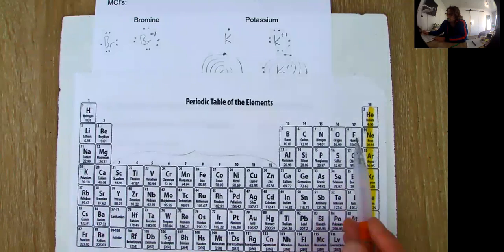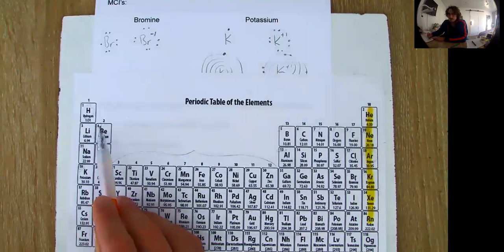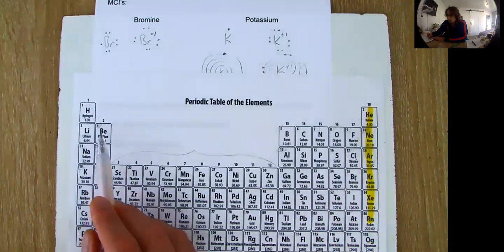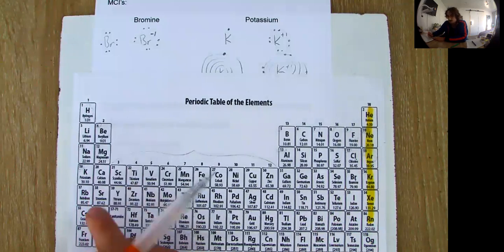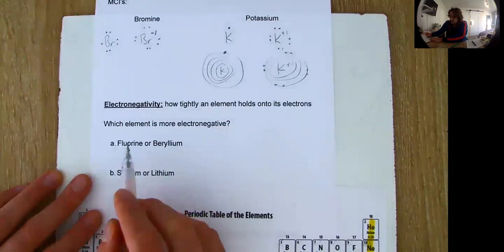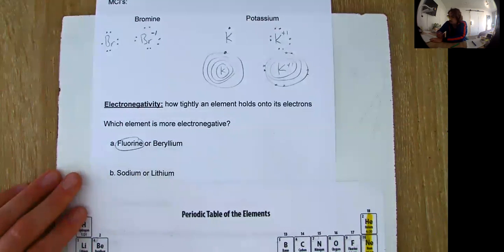Well, fluorine has 9 protons in the nucleus, while beryllium has 4 protons in the nucleus. So the fluorine's 9 protons is going to have a greater electromagnetic pull on the electrons in the electron cloud compared to beryllium's 4 protons, which will have a weaker electromagnetic force of attraction on the electrons in the electron cloud. So which element is more electronegative? We'll say fluorine. Fluorine is more electronegative.